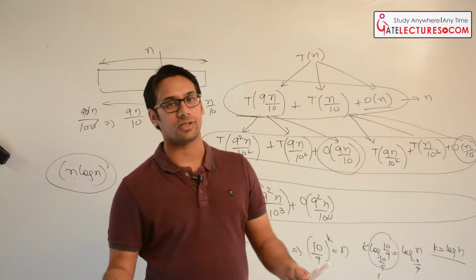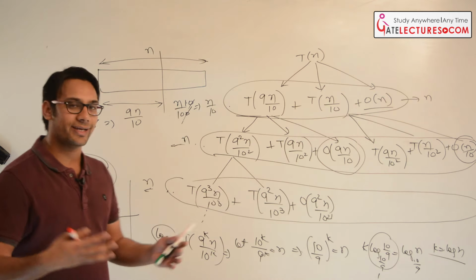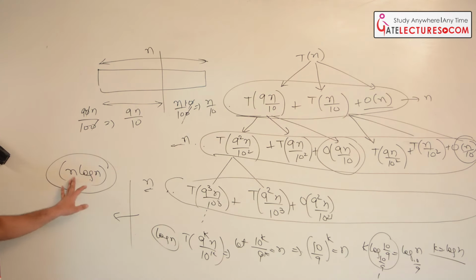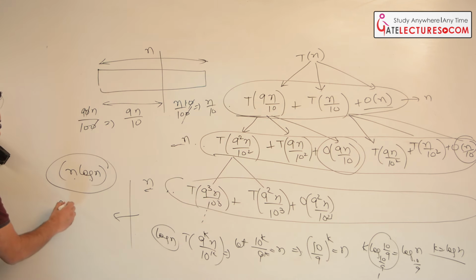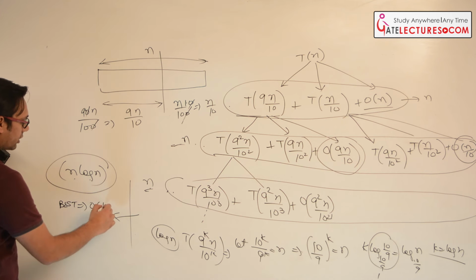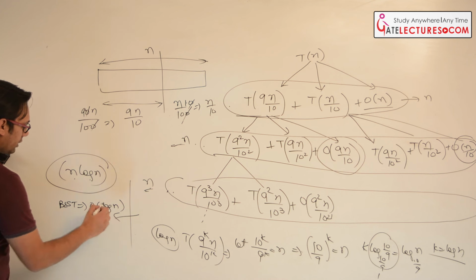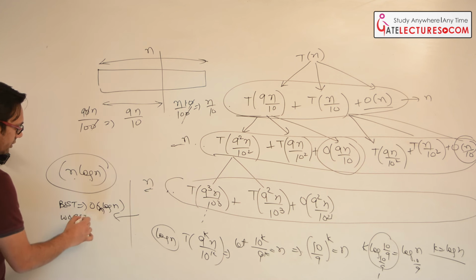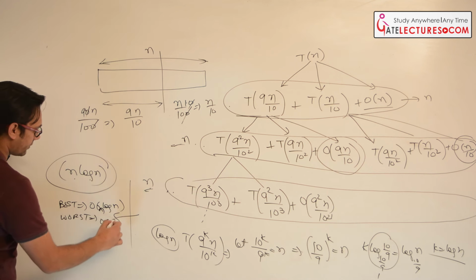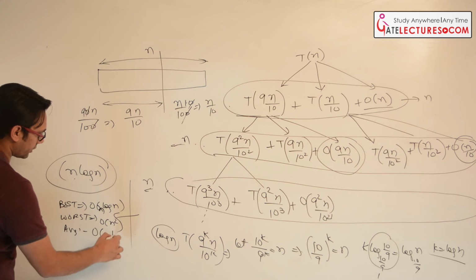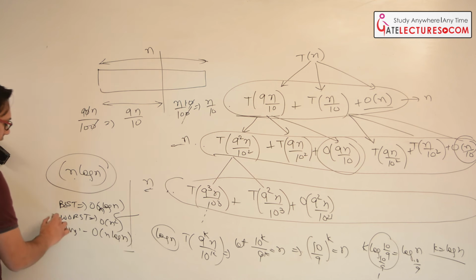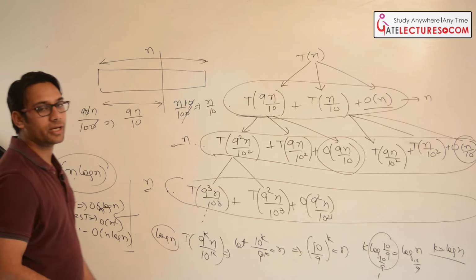So by this you can see what will be the average case. You have to take the average of all the cases, and the average will be order of n log n time. Fine. So in case of quick sort, let me just remind it again. In the best case, quick sort will take order of n log n time. In the worst case, quick sort will take order of n squared time. In the average case, quick sort will take order of n log n time.